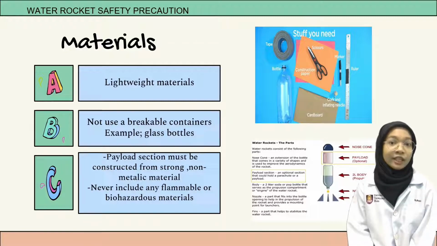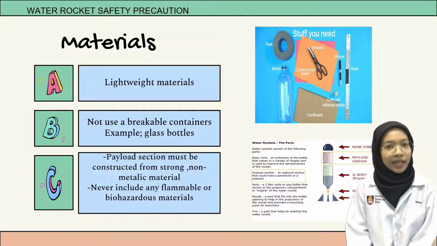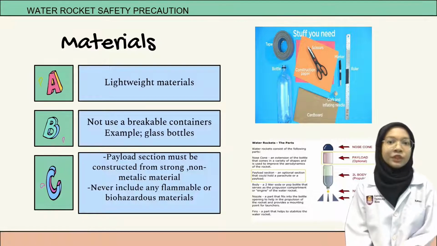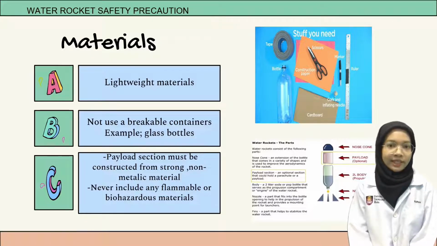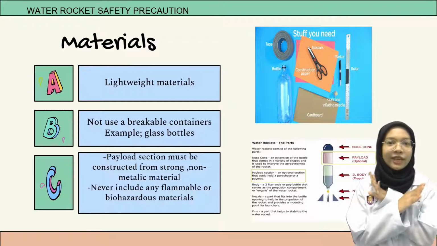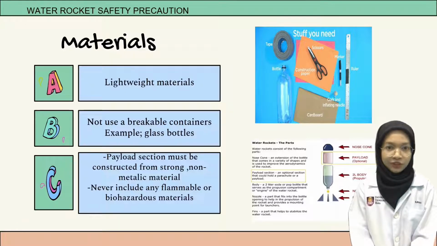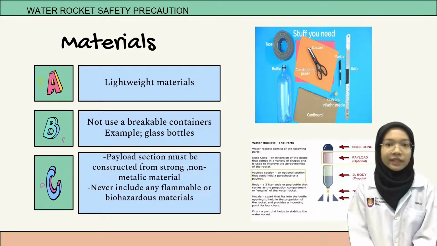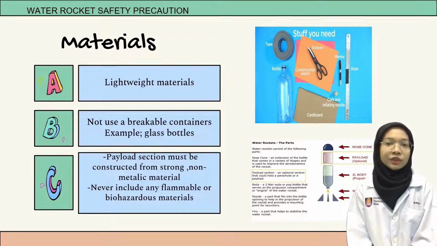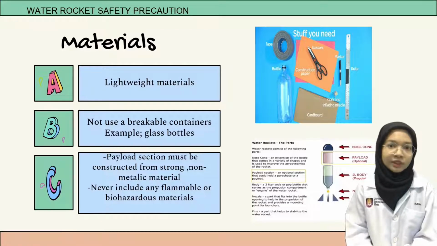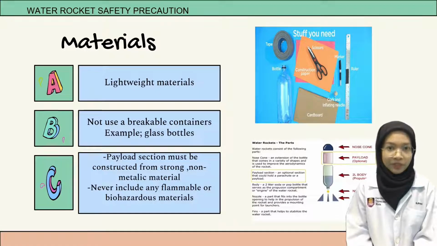For the materials, only lightweight, non-metallic external parts should be used so that the rocket does not conduct any electricity. Please do not use glass or any breakable container, and only use carbonated bottles that are designed to handle the flight pressure. Next, the payload container has to be constructed from strong non-metallic materials and must be separate from any pressurized portion of the rocket. The payload section also should never include any flammable, explosive, or biohazardous materials.